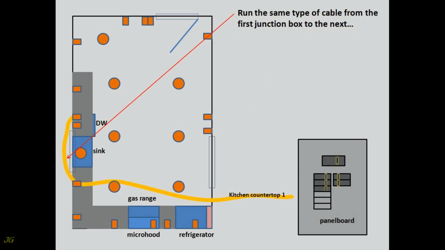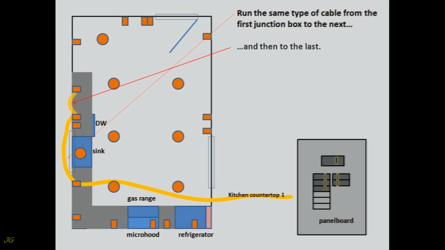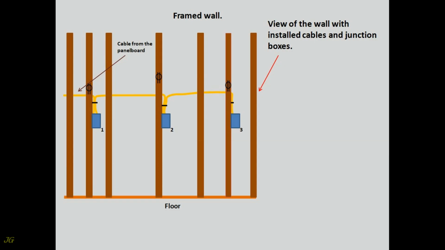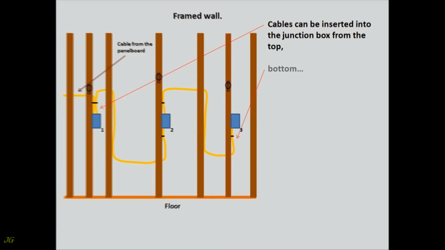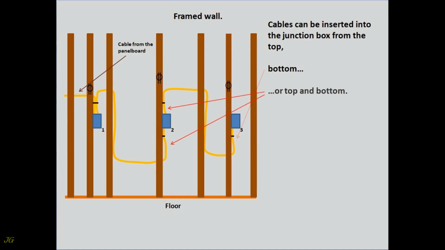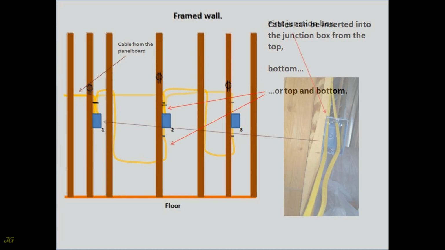Run the same type of cable from the first junction box to the next, and then to the last. View of the wall with installed cables and junction boxes. Cables can be inserted into the junction box from the top, bottom, or top and bottom.